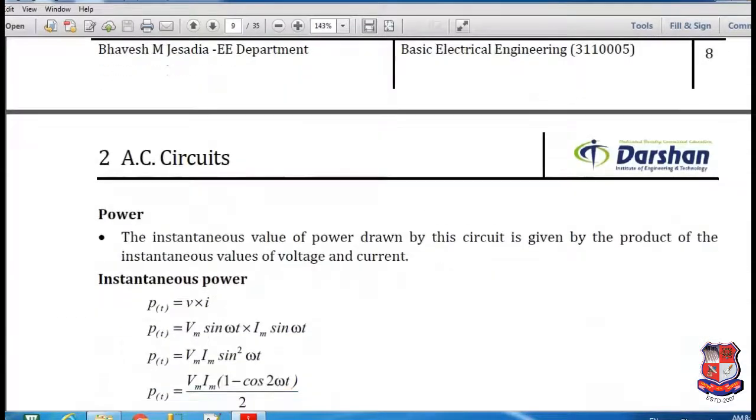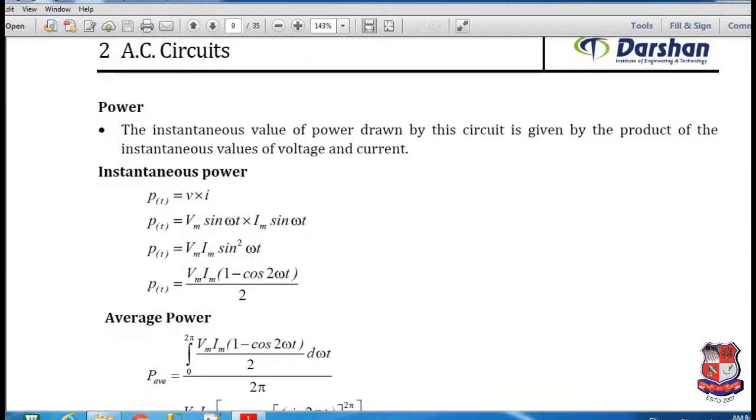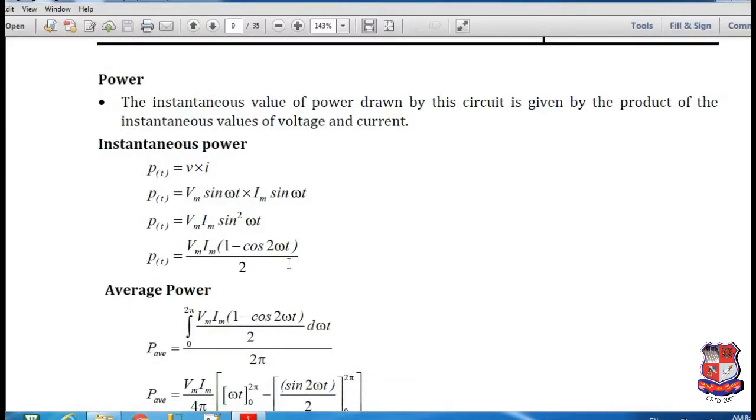Next we are going for the equation for the power. Instantaneous power is given by Pt is equal to V into I, where V is Vm sin omega t and I is equal to Im sin omega t, the general equations for the voltage and current for the purely resistive circuit. Now Vm into Im and sin omega t and sin omega t gives sin square omega t. Now we can apply the mathematical identity: sin square omega t is equal to 1 minus cos 2 omega t divided by 2. So that's your equation for the power.